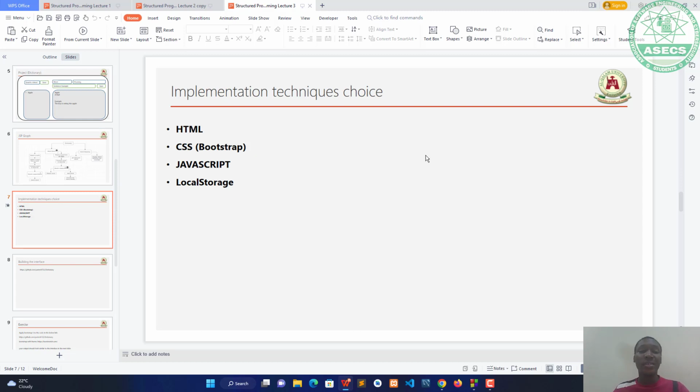So implementation techniques: learning about HTML, CSS together with Bootstrap, then JavaScript and local storage. So we use HTML, we use CSS, we use JavaScript local storage, and we all know what they are. So I don't think I have to explain everything.